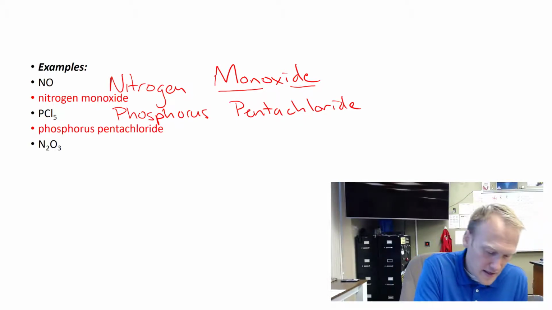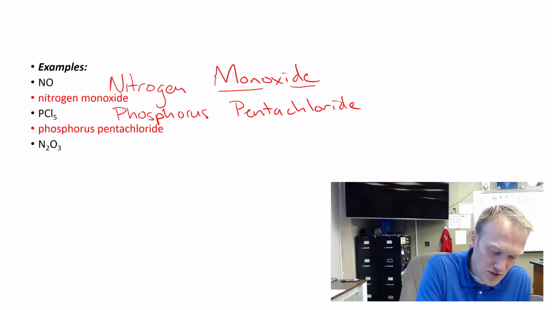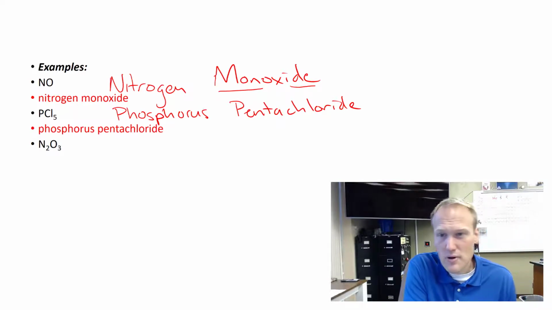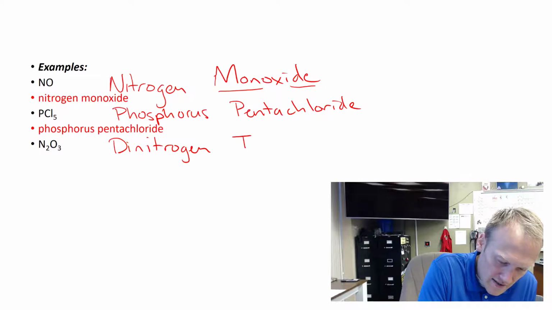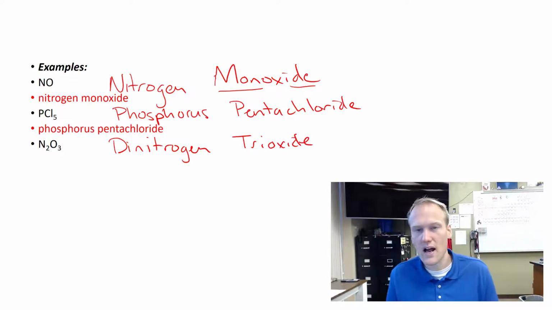Here's another one. This time we have 2 nitrogens. We do use all the other prefixes. We just don't use mono on the first atom. So this would be dinitrogen trioxide, because the prefix for 3 is tri.